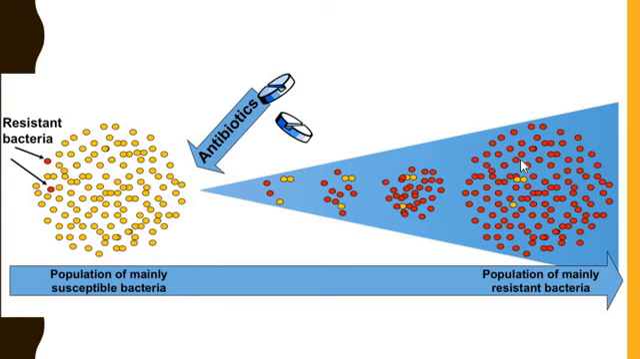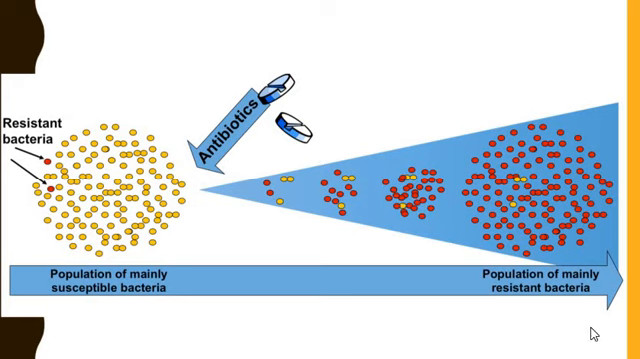And that's one of the reasons that they tell you not to use antibiotics unless it's absolutely necessary, because what you're doing is you're killing off the bacteria that you can, but you're probably leaving the resistant ones, where here it's only a couple, so maybe they're not causing so much harm. But if you use this antibiotic, suddenly you have a population that's mostly resistant bacteria.